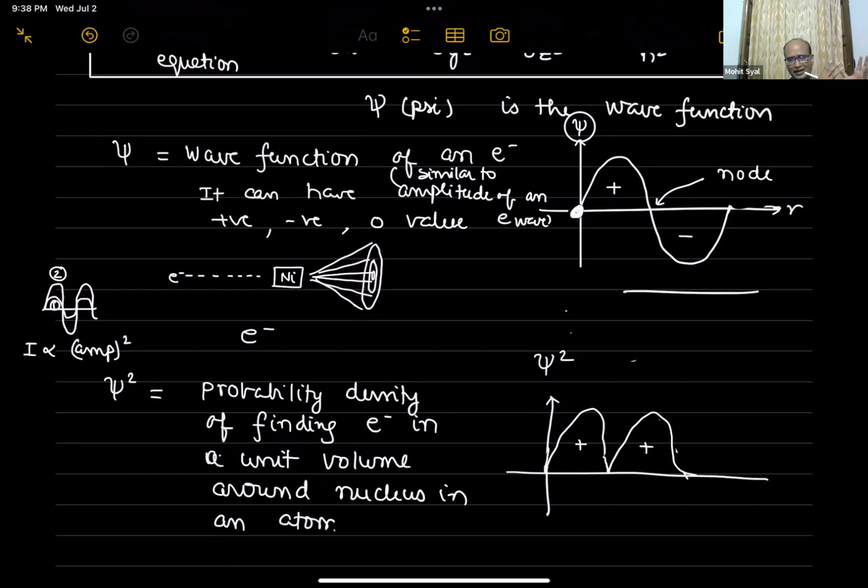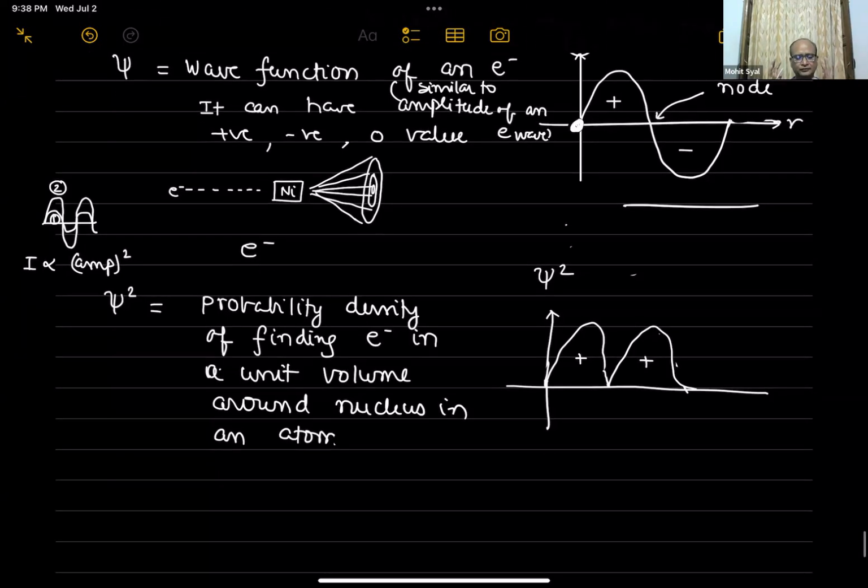Intensity in light is brightness, how much energy per unit volume is there in the light. Intensity in the case of the electron wave: psi square is giving us the probability density of finding the electron in a unit volume. It tells us how much density of that electron is there in a unit volume around the nucleus.